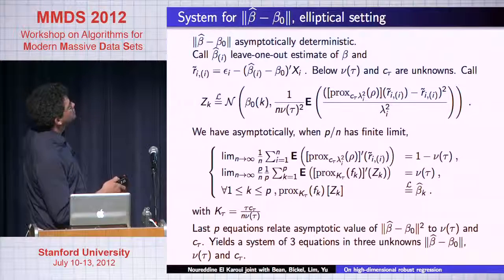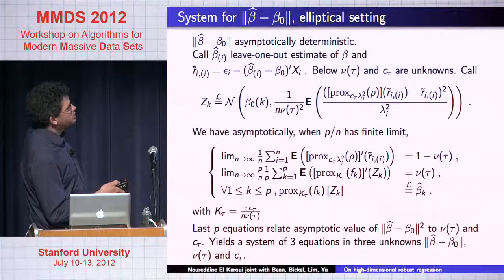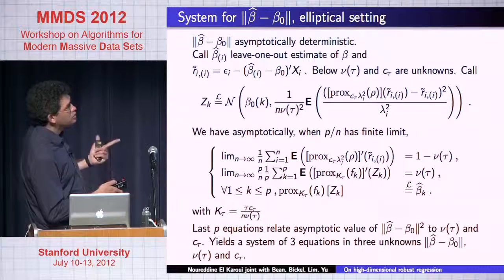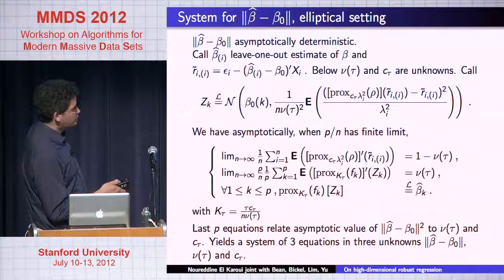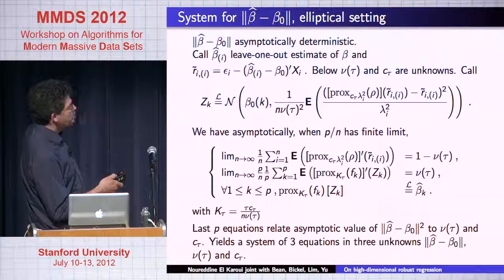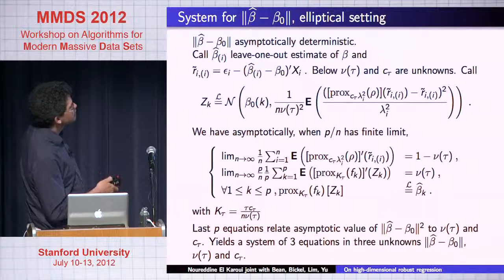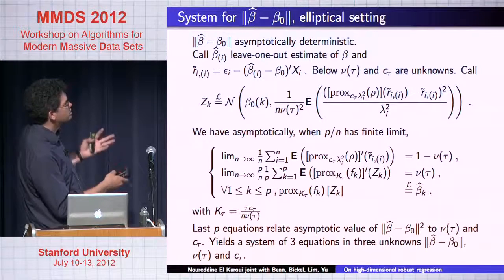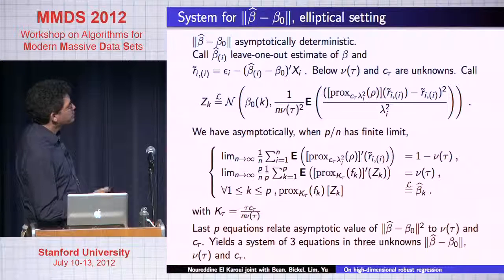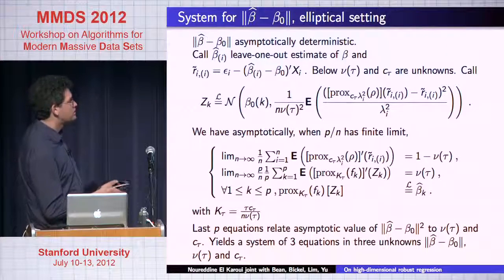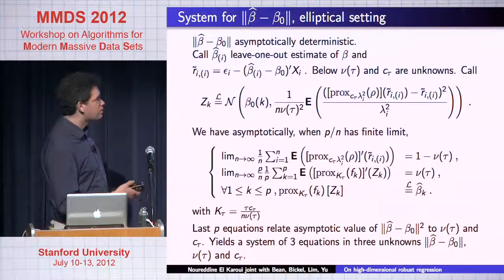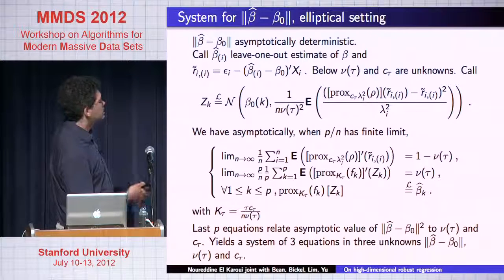And basically there's also this nice representation for the distribution of individual coordinates of the beta, which is the prox of the penalty evaluated at the normal random variable that has the true mean and a certain variance, okay? And it's a prox at k tau, which is related to the parameters of the problem. So basically, once you have this, you can come up with a system of three equations in three unknowns, and you can at least numerically solve.